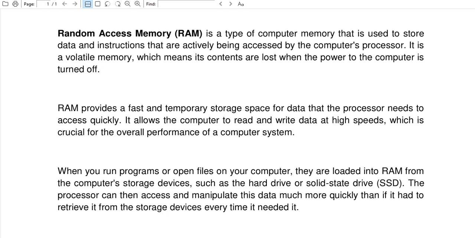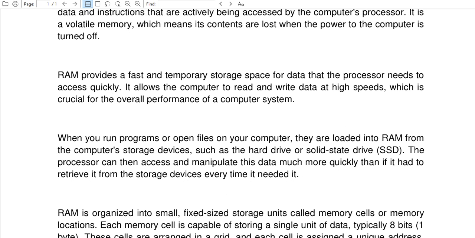RAM provides a fast and temporary storage space for data that the processor needs to access quickly. It allows the computer to read and write data at high speeds, which is crucial for the overall performance of a computer system. When you run programs or open files on your computer, they are loaded into RAM from the computer storage devices such as the hard drive or solid state drive or SSD.